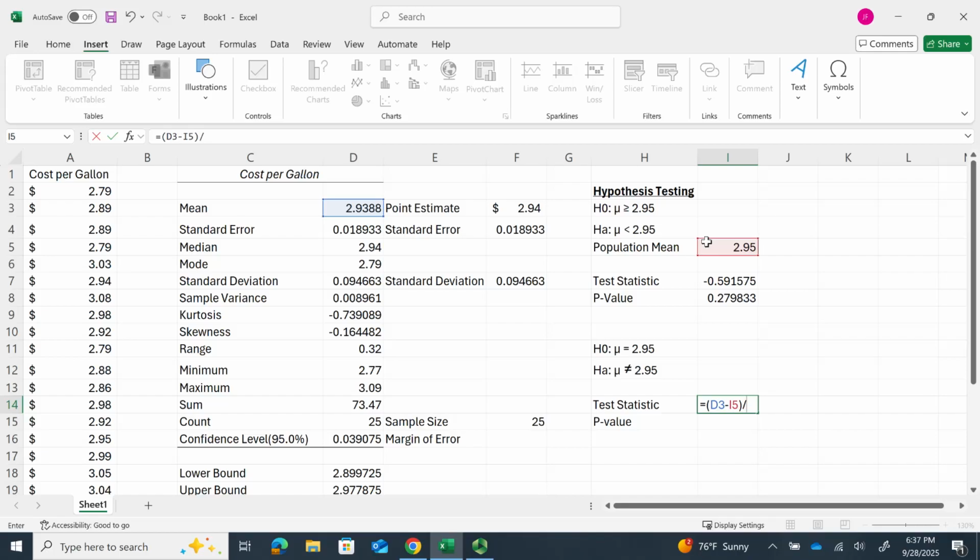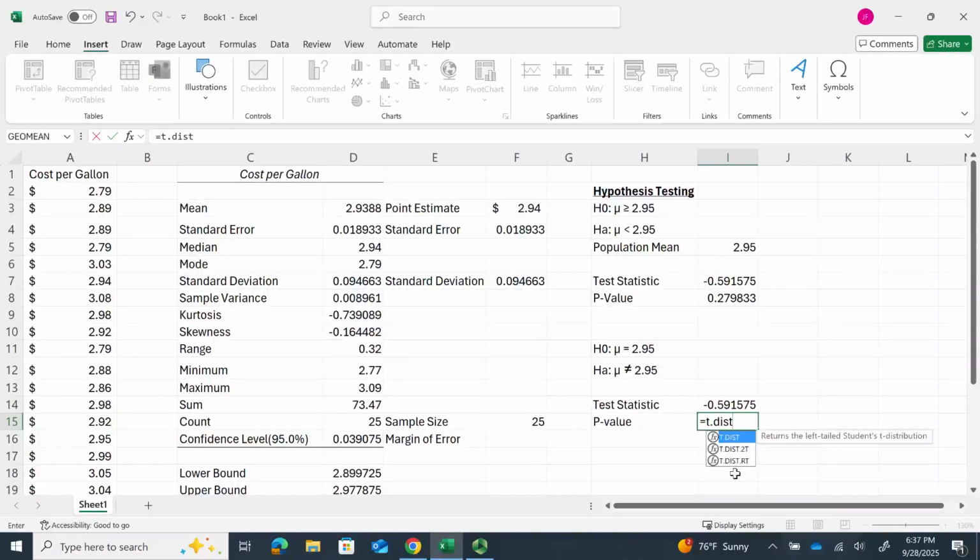One thing I'm going to change a little bit is I'm just going to use the standard error that's already generated right here. And then I'll say enter, and you'll see that I come up with the same exact value that I had up above for the test statistic, negative 0.591575. Now for our p-value, since we're doing a two-tailed test, we can do this, T.DIST.